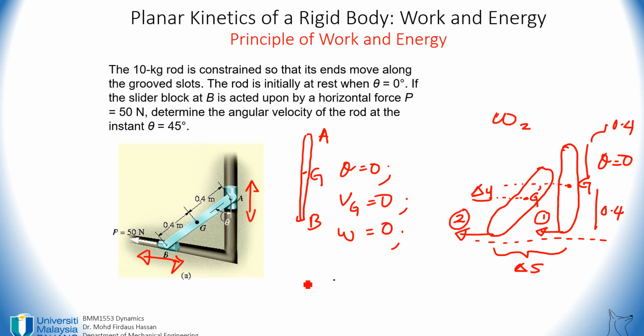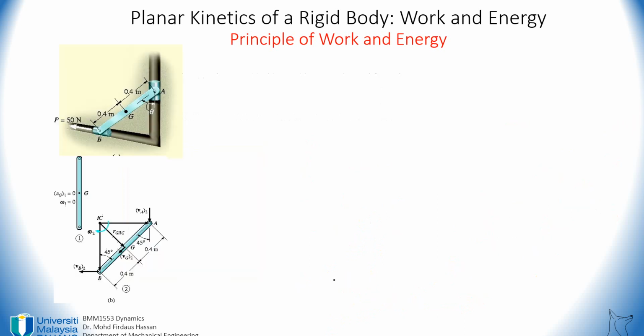Alright, so basically we have T1 plus the work done by all forces or moments from 1 to 2 is equal to T2. T1, of course, is 0 because Vg1 is 0, sorry, omega 1 is also 0. So left only the work done by all the forces or moments, if they exist, is equal to T2. Right. Okay, this initial position, theta is 0. This is theta 45 degree.